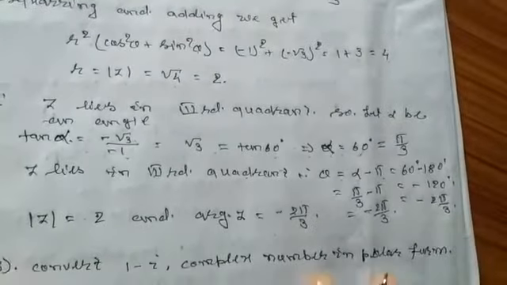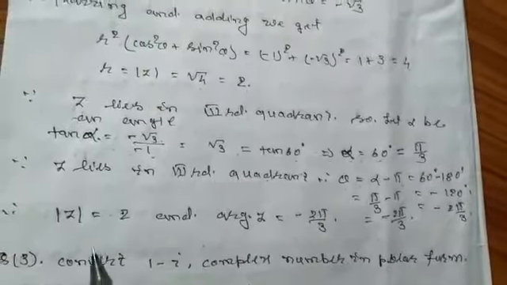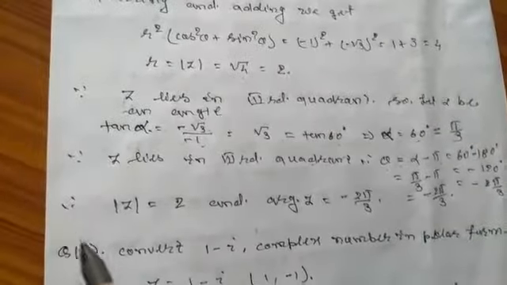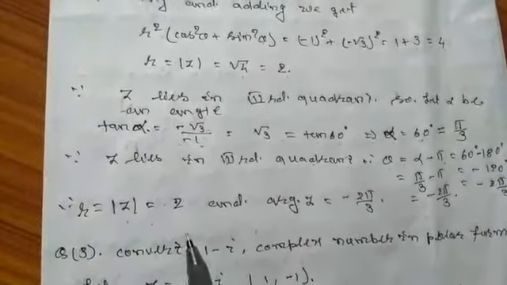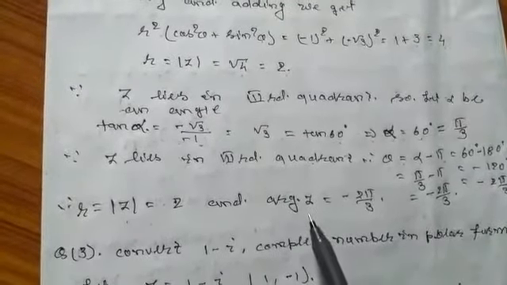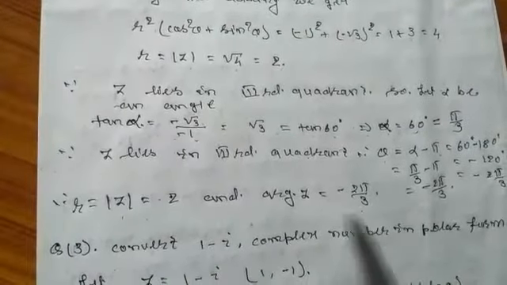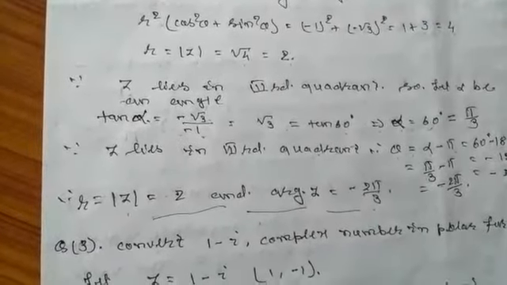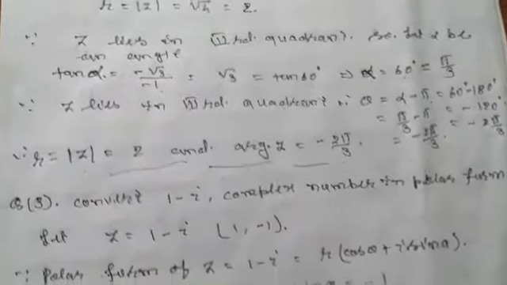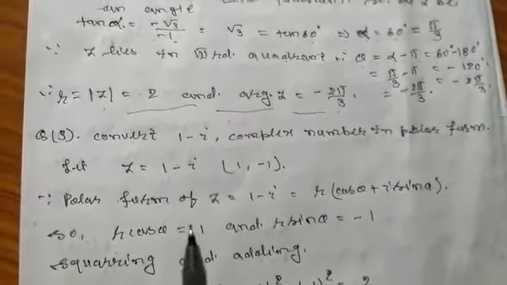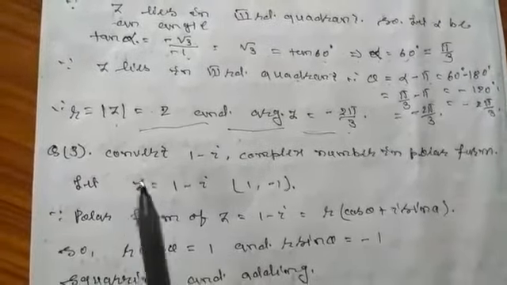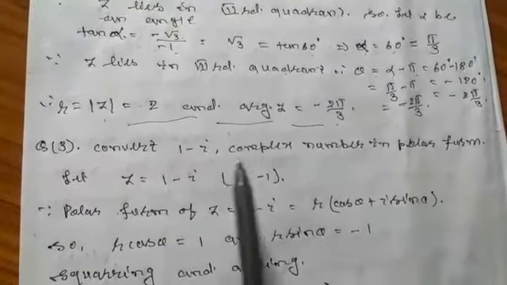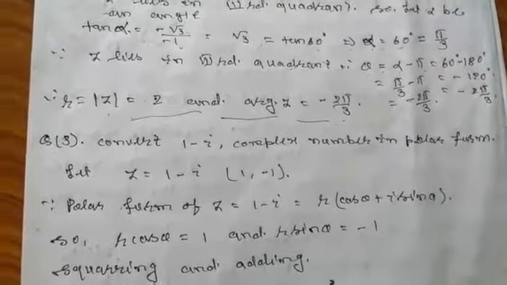Or you may simply write it in radian form. So here the modulus of the complex number becomes 2, that is r equals modulus of the complex number, and the argument of z is equal to minus 2 pi by 3. This is the way of finding the modulus and argument of a given complex number. Now let's take another example or question. The question is, convert the complex number 1 minus i into polar form.